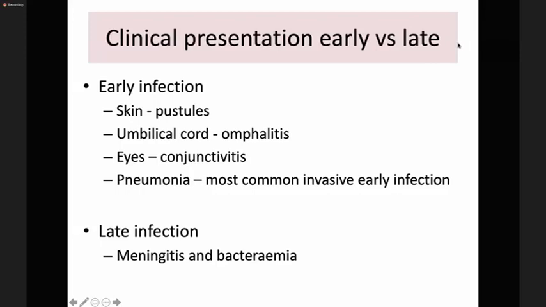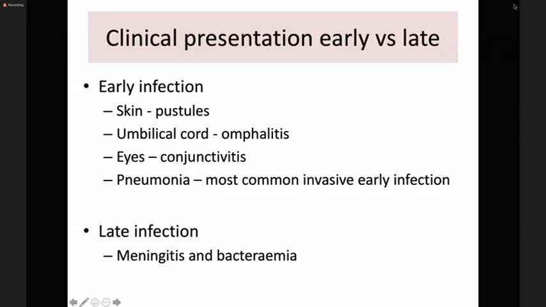So, okay, Brahman, can you remember what is early infection? Within how many days or within how many hours? Within first 4 days. Oh, within first 3 days, right? Within the first 72 hours. Okay, good. And late infection is 4th day onward, right?